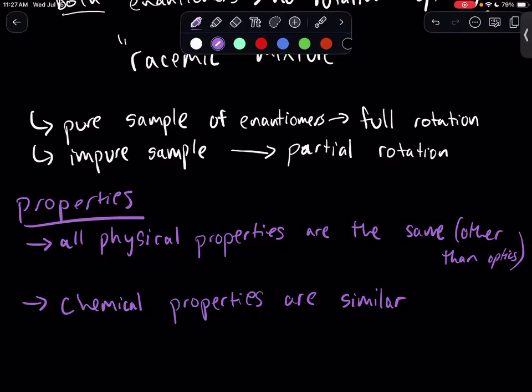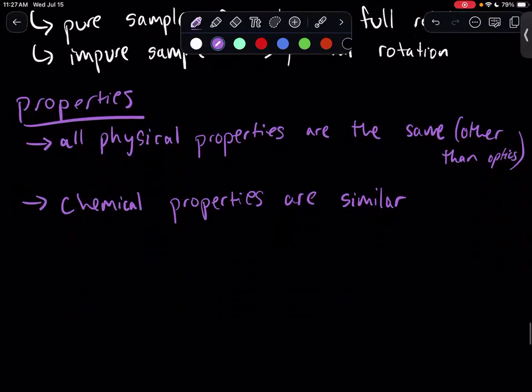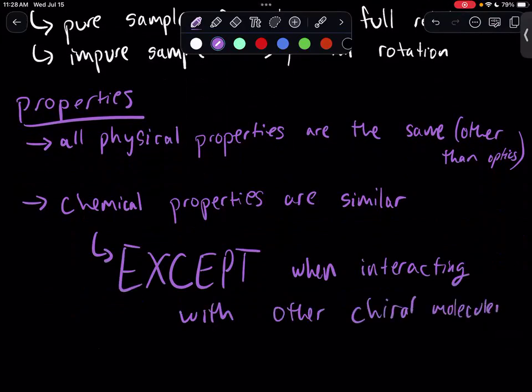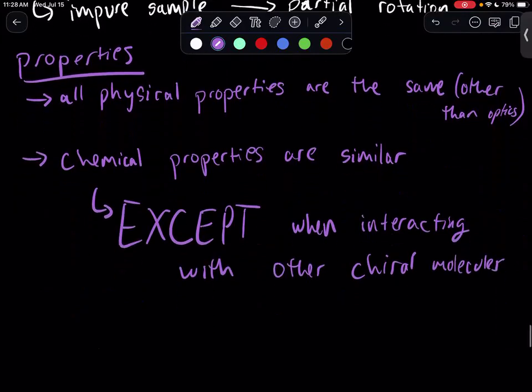But I just mentioned that medicines are very different, and that's because chemical properties are similar, except, and this is our big except, when interacting with other chiral molecules. Then they act very different. And one of the things that chiral molecules are very common in is the human body.